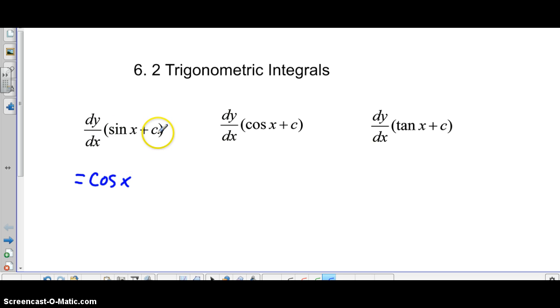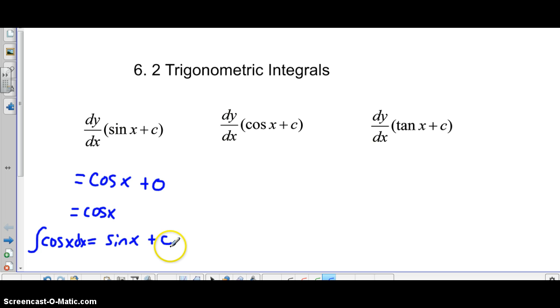A derivative of a constant would be 0. Therefore, the derivative of sine of x plus c would be equal to the cosine of x. And also, if we would think about the antiderivative then of cosine of x, the integral would be equal to sine of x plus c. And I forgot my dx. Let's make sure that's written here. Alright, so the antiderivative of cosine of x dx would be sine of x plus c.